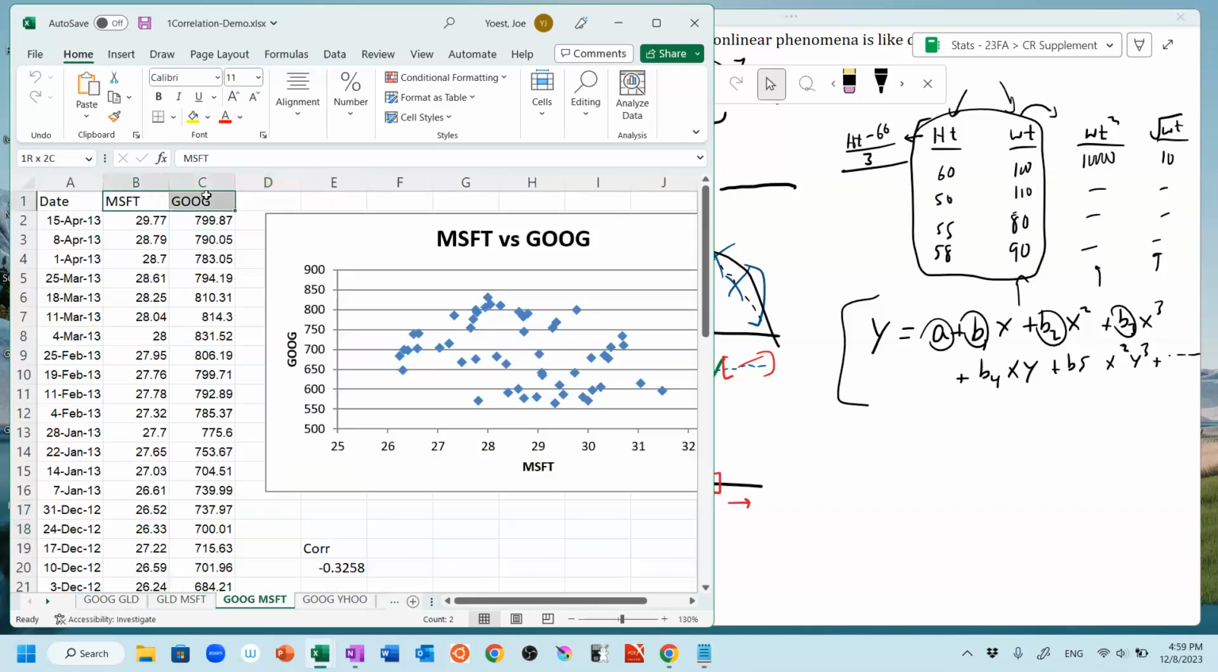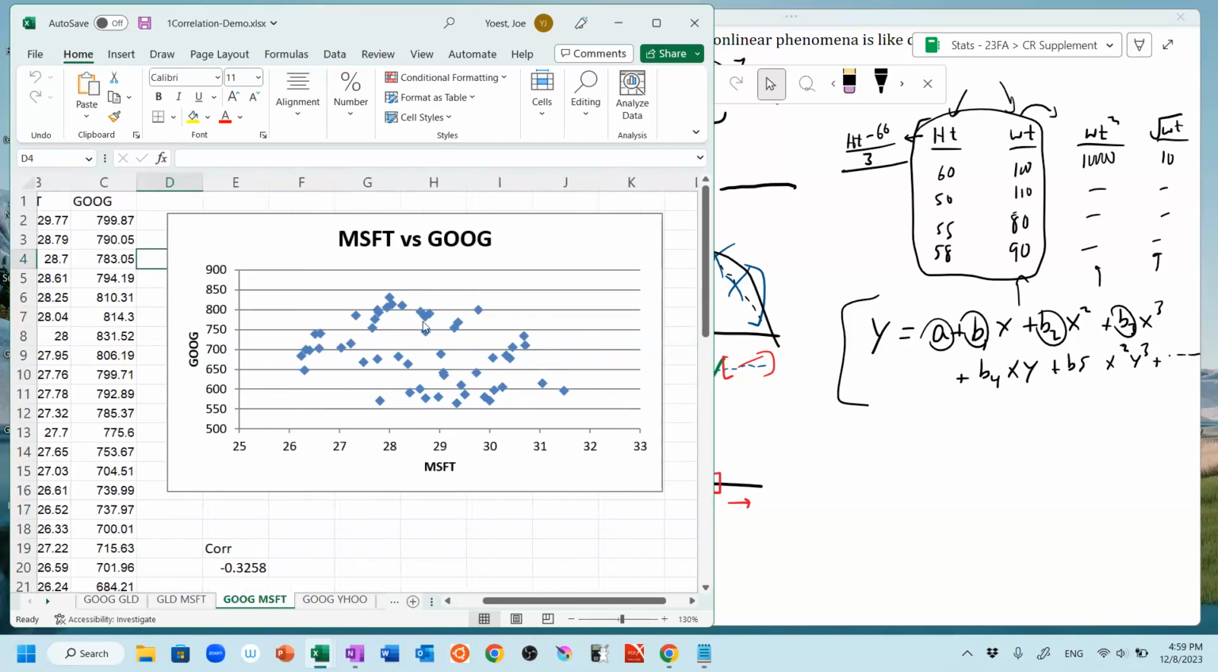Google versus Microsoft, we're kind of getting closer, right? We're getting assets that we might start thinking are related to one another a little more. But again, if we look at the picture, it doesn't seem to be really a clear, discernible relationship for them. In other words, if I knew that Microsoft was, say, between 26 and 27, my estimate for Google is still pretty wide versus if it was 30 to 31, right? That's not super informative.